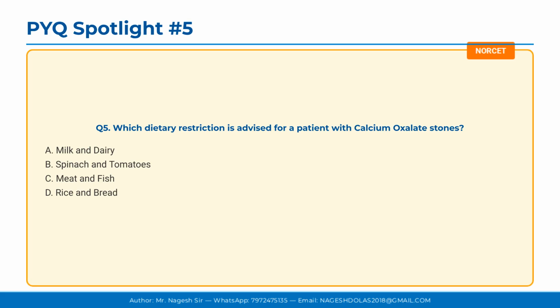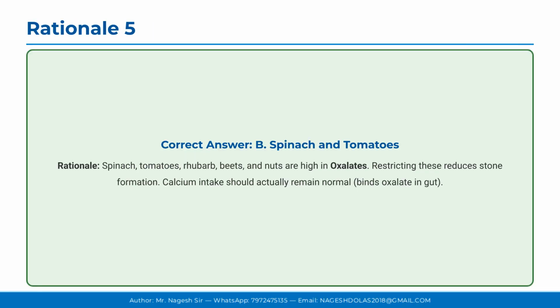PYQ Spotlight number 5. Which dietary restriction is advised for a patient with calcium oxalate stones? A. Milk and dairy, B. Spinach and tomatoes, C. Meat and fish, or D. Rice and bread? The correct answer is B. Spinach and tomatoes. These foods are high in oxalates. Restricting high oxalate foods helps prevent stone formation.